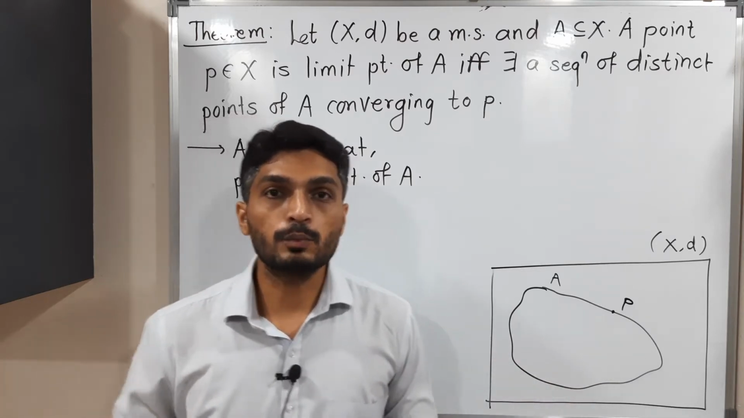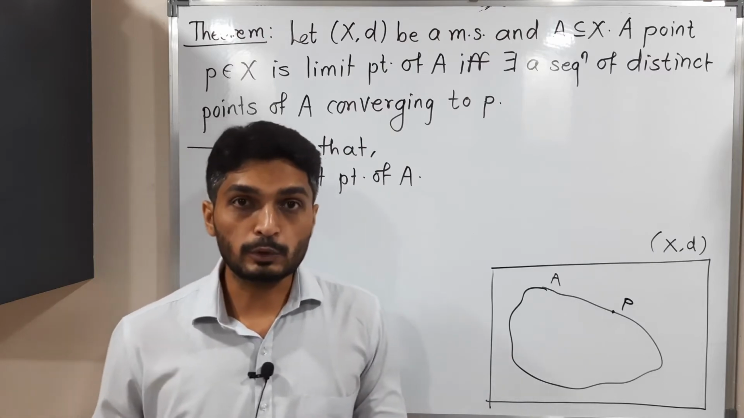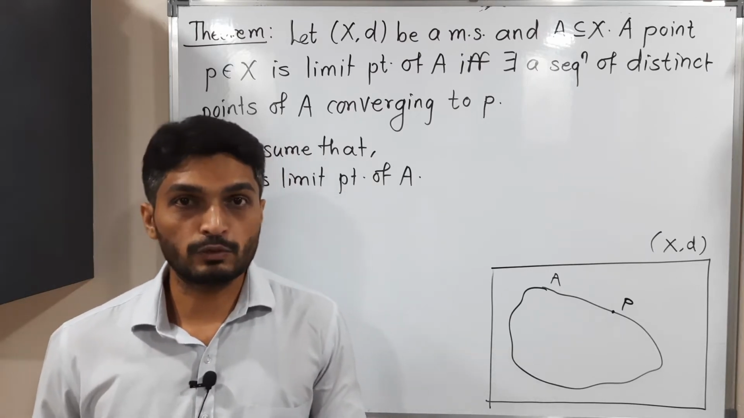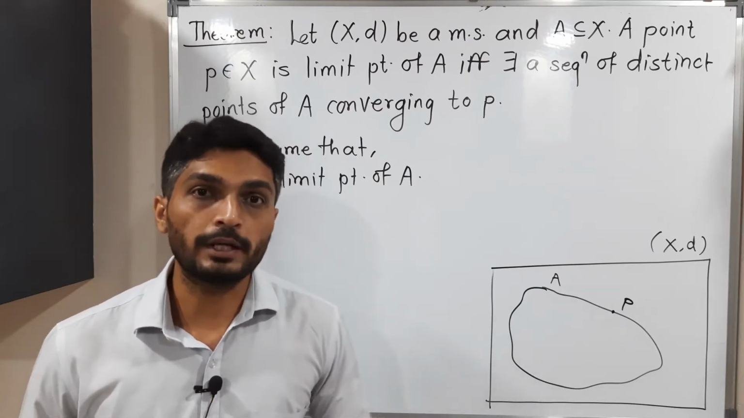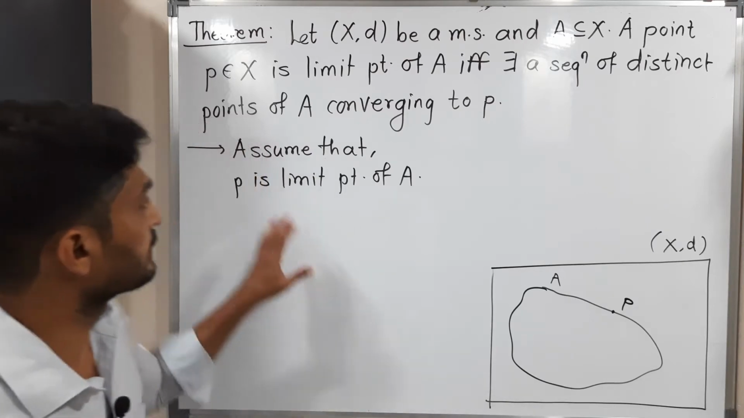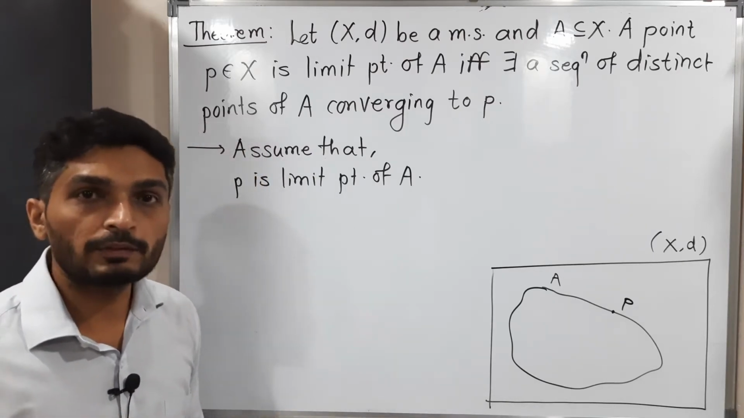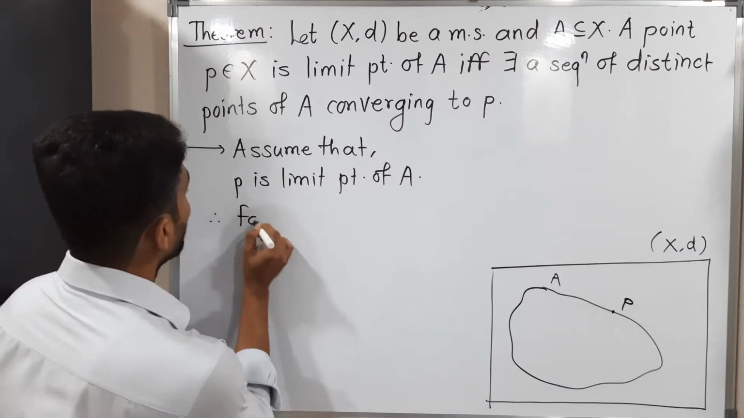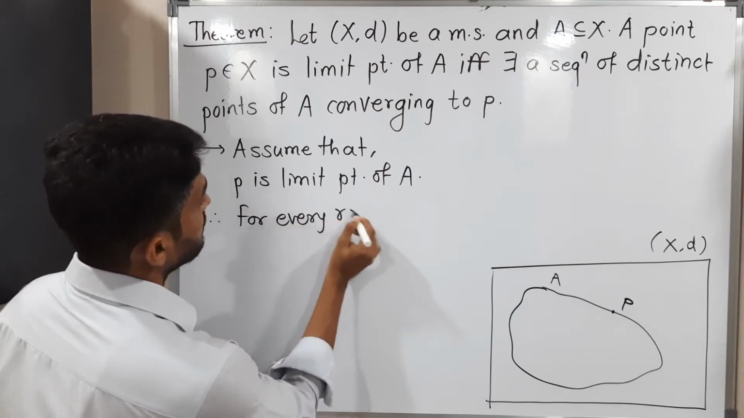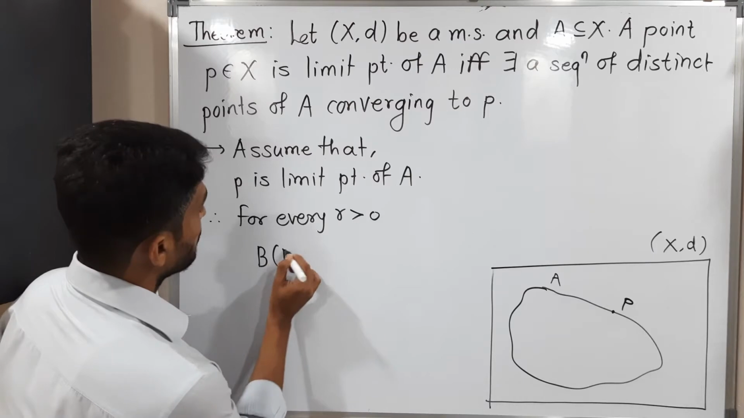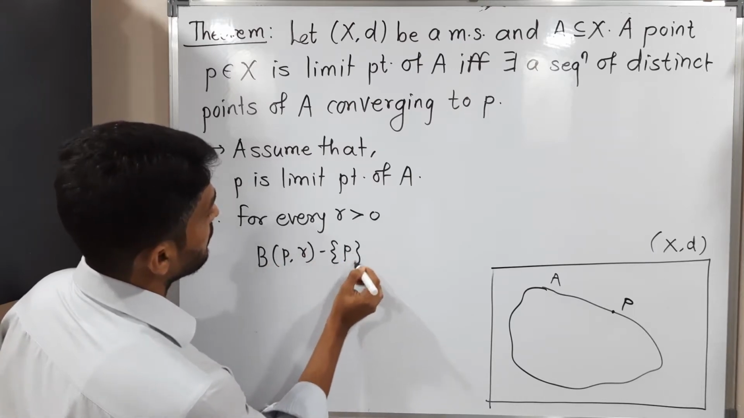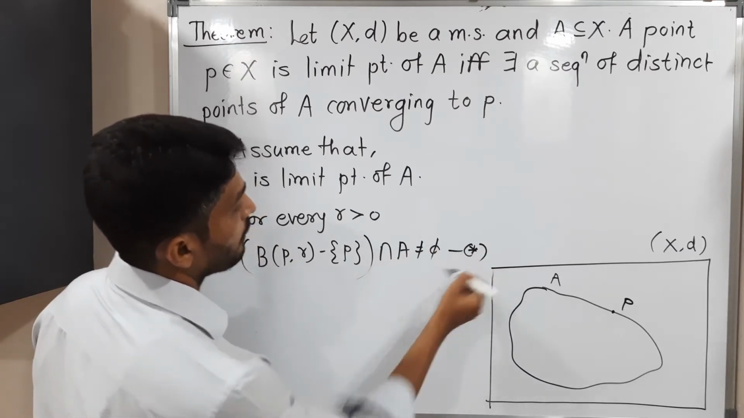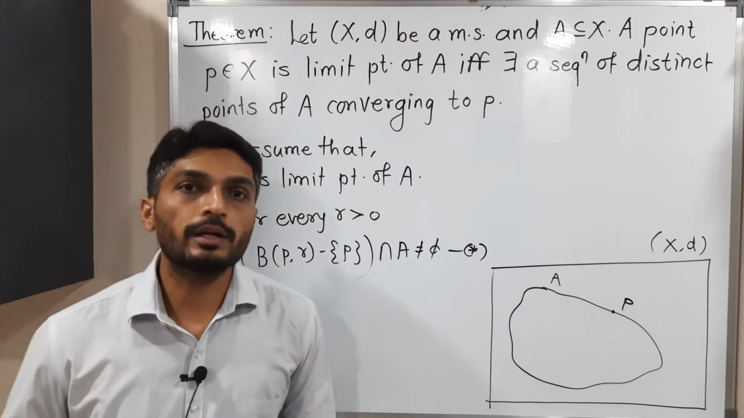Since it is an if and only if statement, we have to prove it in both ways. Here I am assuming first that P is a limit point of A, and we have to find a sequence of distinct points of A which converges to P. You are familiar with the definition of limit points, so I am going to use it. Therefore, for every r greater than 0, B(P, r) minus {P} intersection A is not equal to phi. This is the definition of a limit point, and it is true for every r greater than 0. Call this (*).